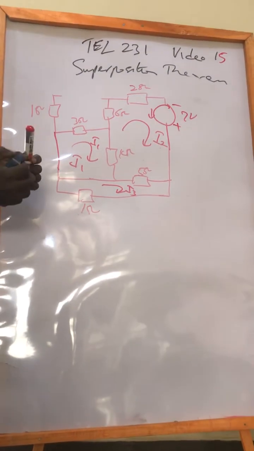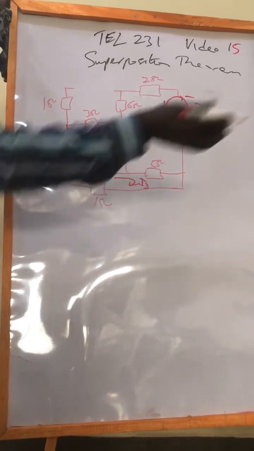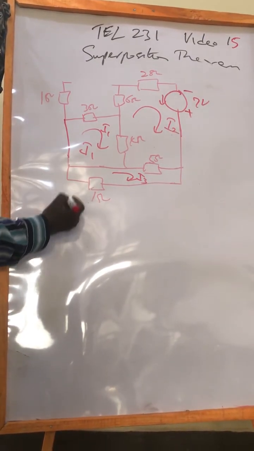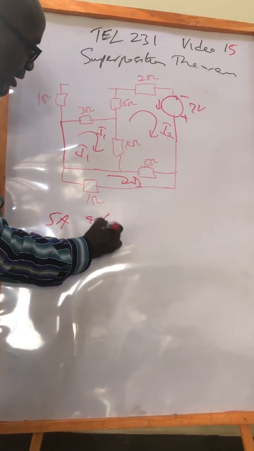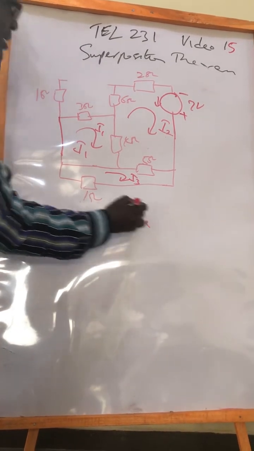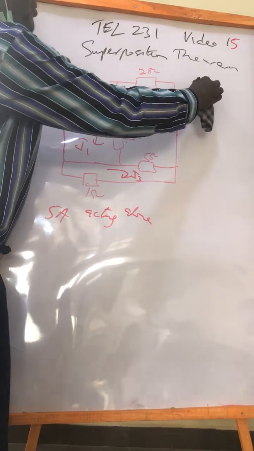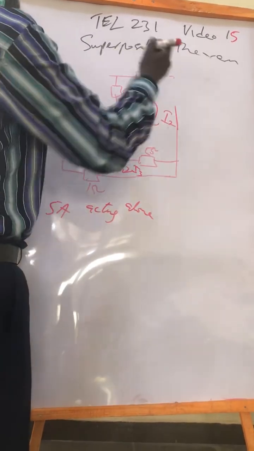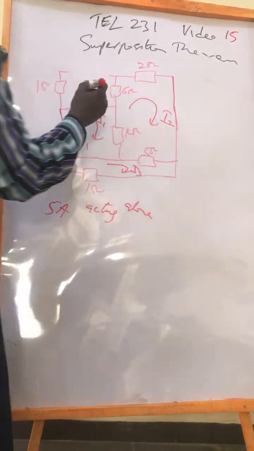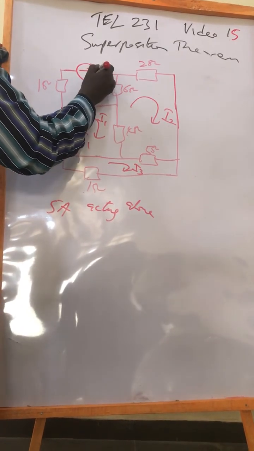We are done with 7 volt acting alone. The next thing now is 5 ampere acting alone. I will have to remove the 7 volts too, because we don't want it to act. I will have to remove it and then bridge it. I will have to introduce the 5 ampere the way it is given.